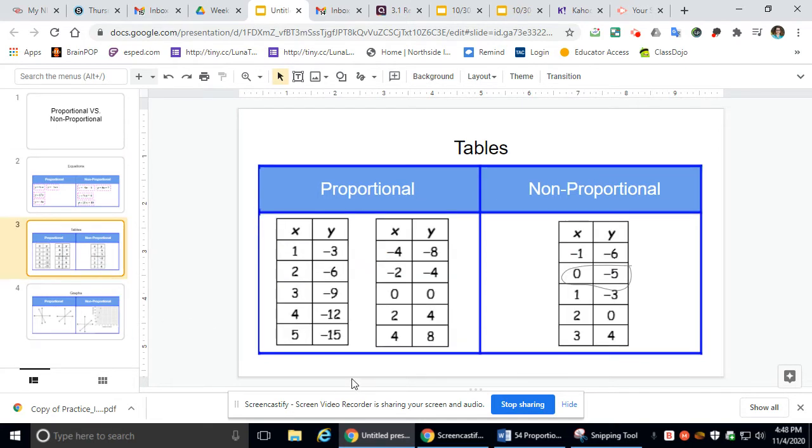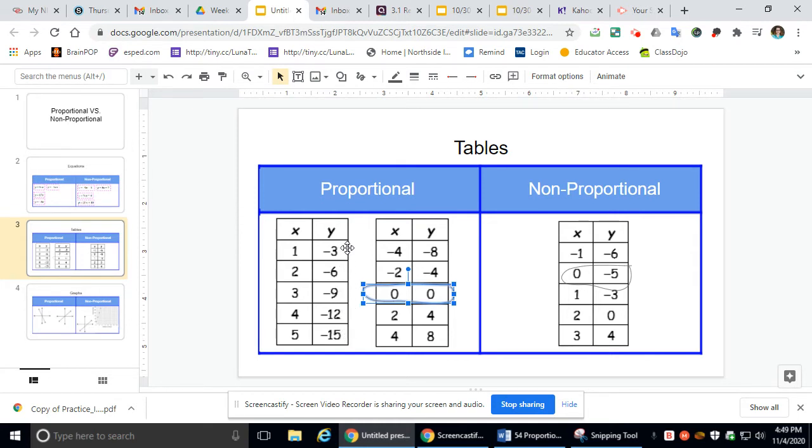Proportional relationships in tables will always have an ordered pair of 0, 0. So as you can see in this table right here, here's an ordered pair of 0, 0. So that's what makes it proportional. When you go to look at the other example over here, you'll notice that there is no 0, 0 visible, but it is there.